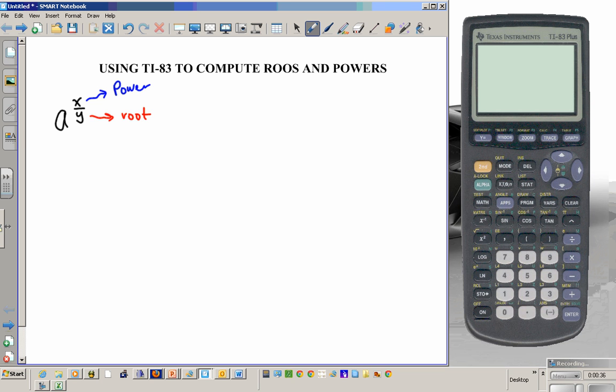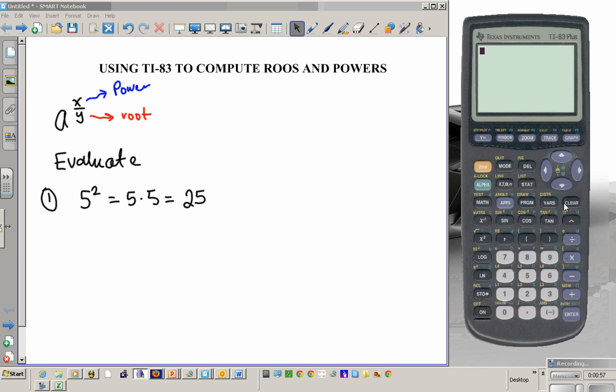Alright? So let's say we wanted to evaluate 5 squared. We know that this is 5 times 5, which is 25. Simple and straightforward. But how do we do that with our TI-83? You're going to go 5, and you can press the square button right here.